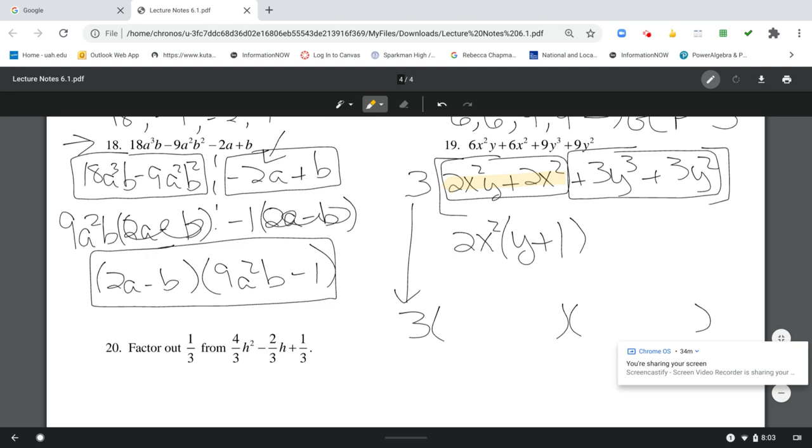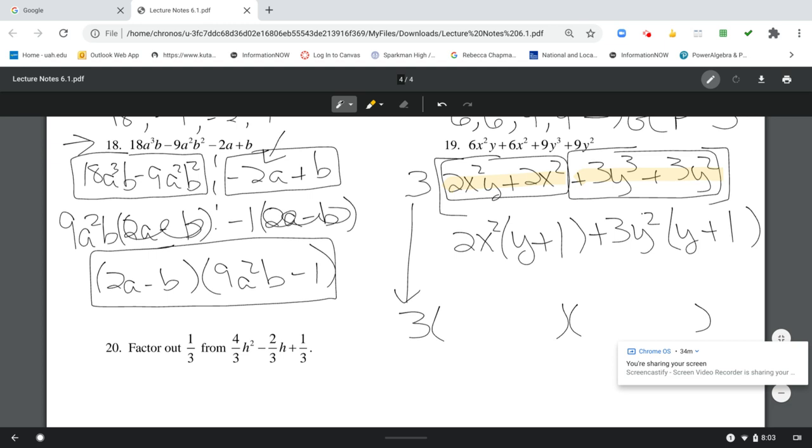When I go to the second group, not only can I take out the 3 that they have in common, they both have a y, so I'm going to take out the y squared. When I put the reduced terms back, 3 divided by 3 is 1. Subtract the exponent, I get y. 3 divided by 3 is 1. Subtract the exponent, and I just get 1.